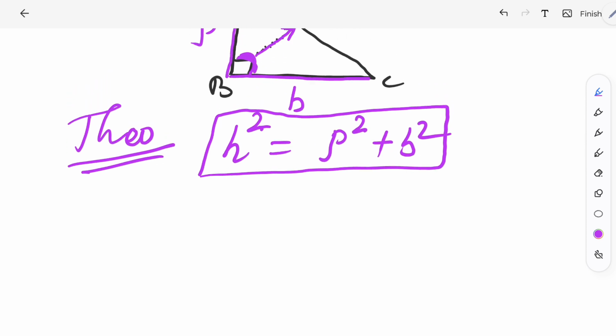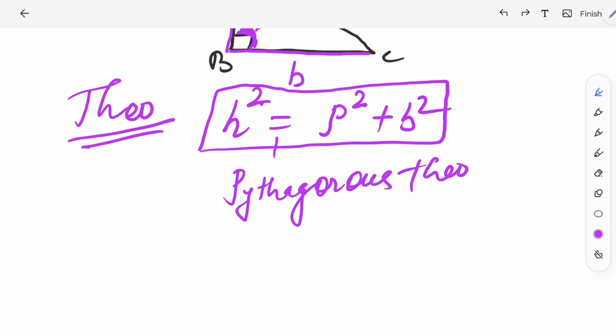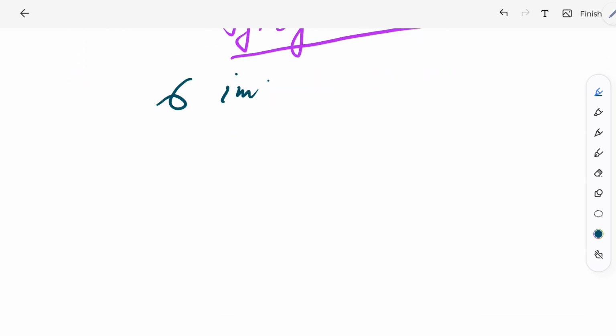Okay, so this is the right angle triangle, and one theorem is the Pythagoras theorem. Please remember this one. Now, six important terms are there.